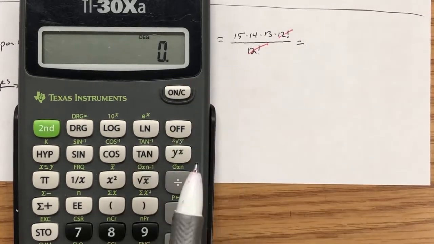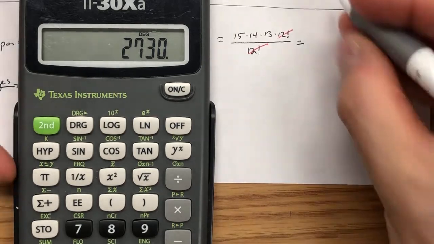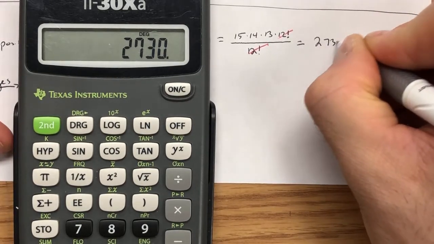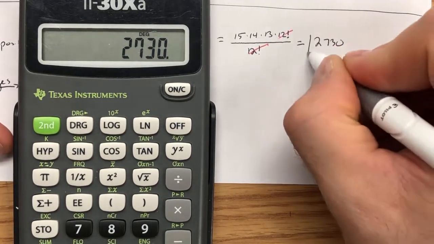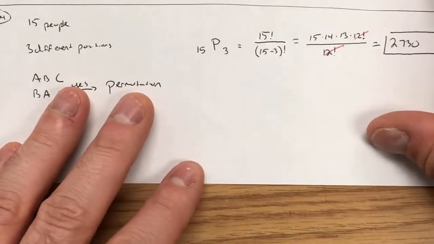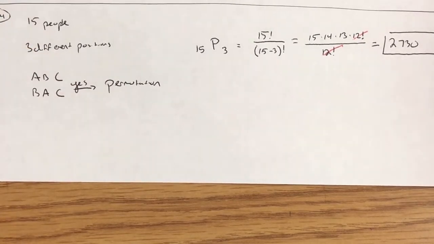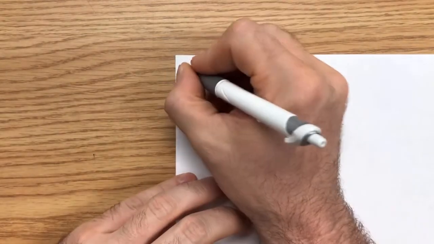So we have 15 times 14 times 13, which gives us 2,730 different ways I can arrange 15 people into 3 different positions. It's a lot of different combinations there. Okay. And so let's move on to question 105. Let's take a look at question 105 and see what's going on.